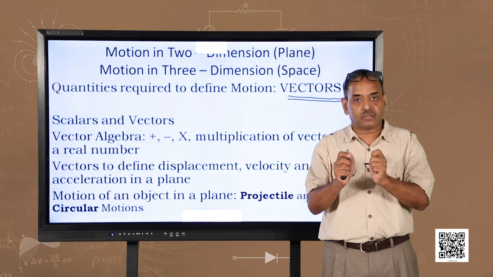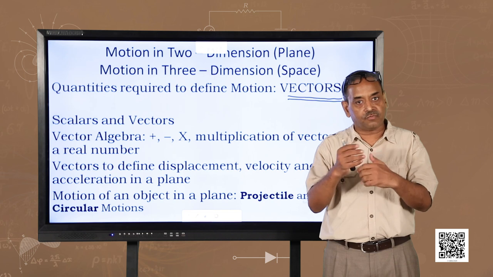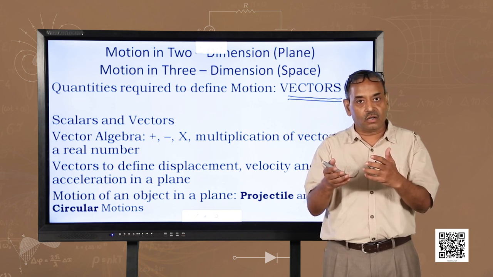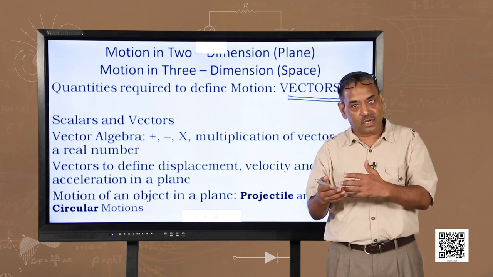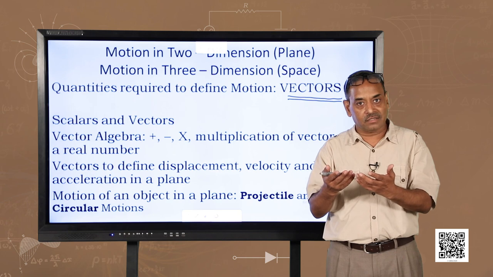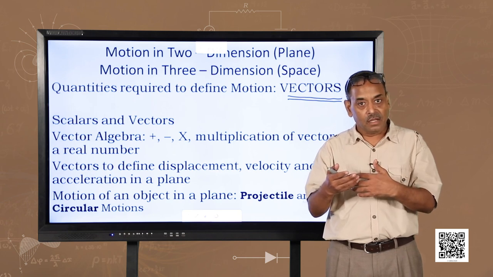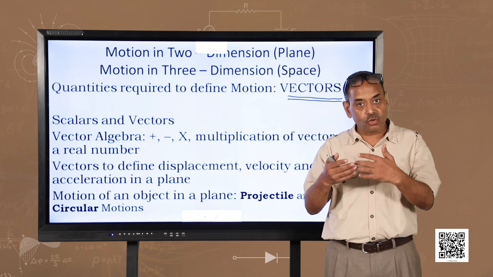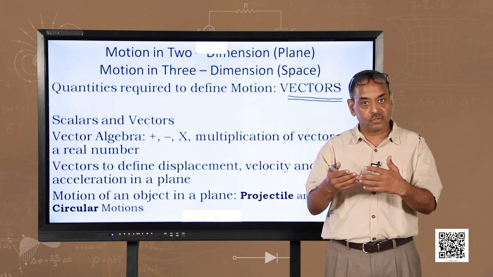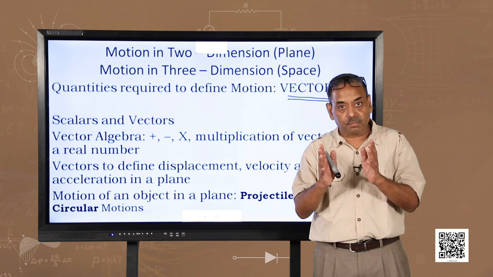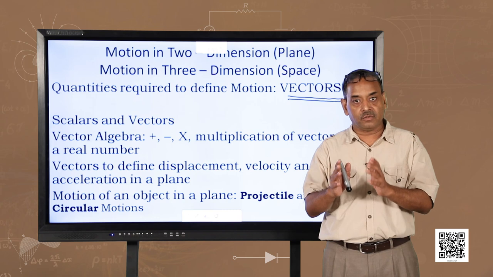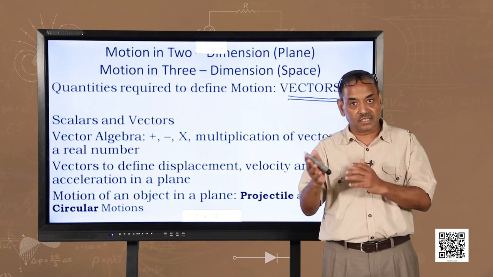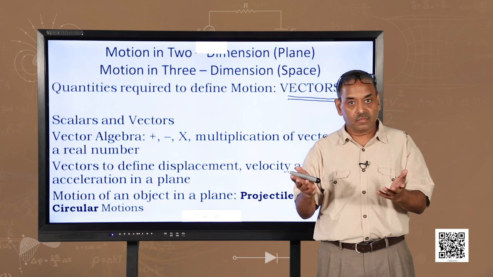I slept for 4 hours. The 4 hours is all-important for describing my sleep. This is again a quantity which requires only magnitude and does not require any direction. Now, if I say that I have moved 4 kilometers from my initial position, this information is incomplete. In the east direction, the west direction, in which direction have I moved?